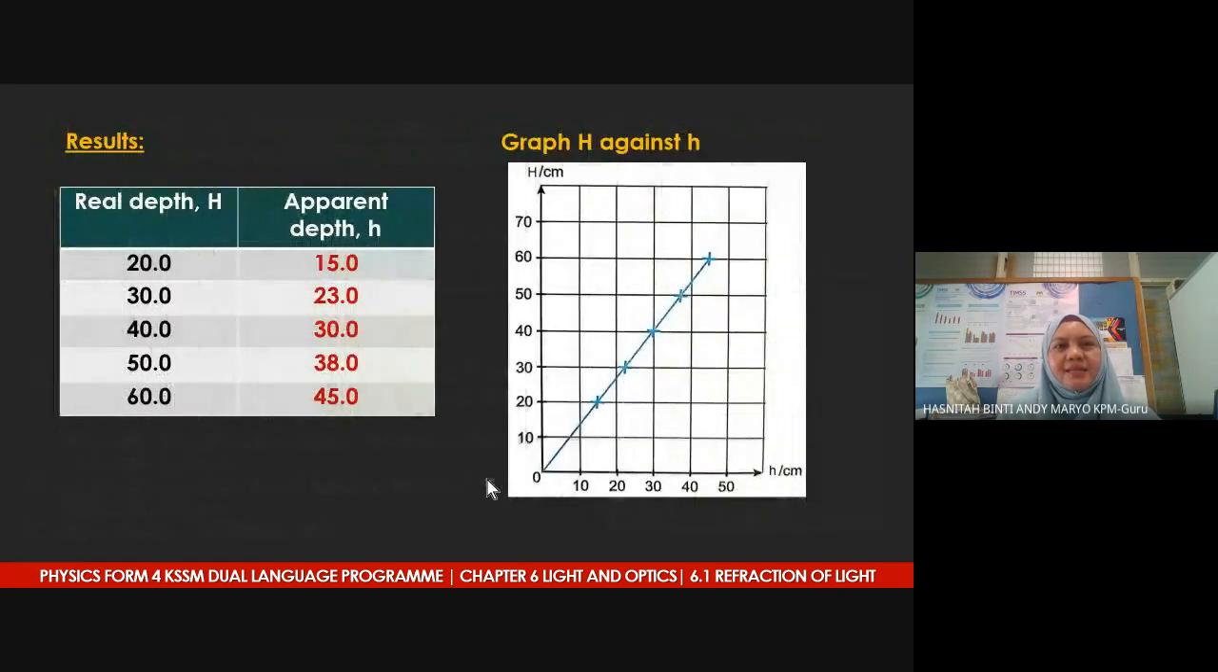Okay, so let's say this is the example of result gained. From the real depth 20 until 60, the apparent depth also increases from 15 to 45. And we plot a graph of h against H. So it is a straight line graph from the origin. So we understand real depth is directly proportional to apparent depth.